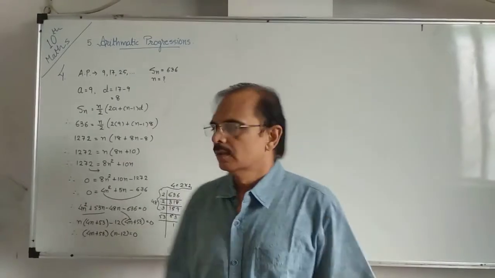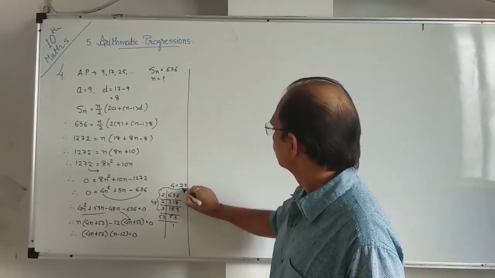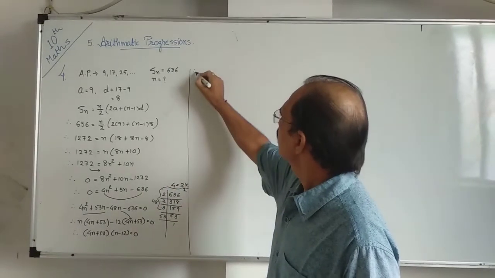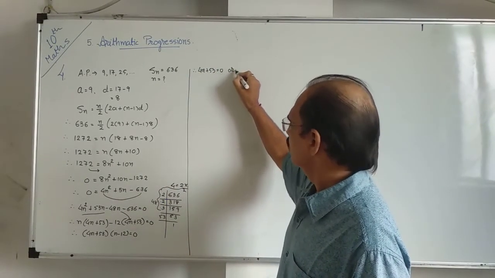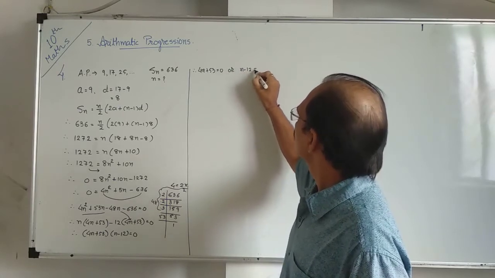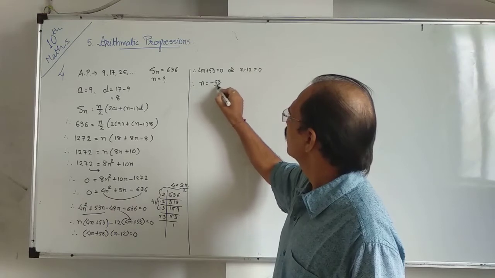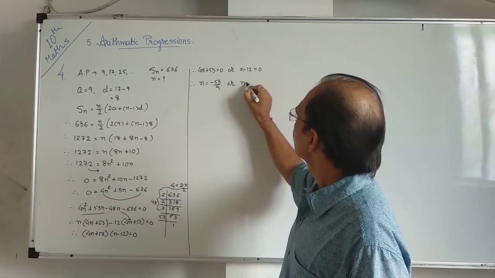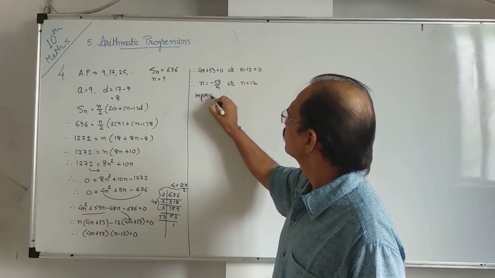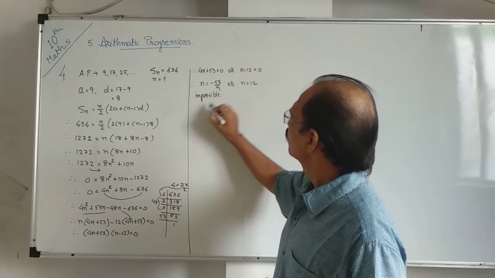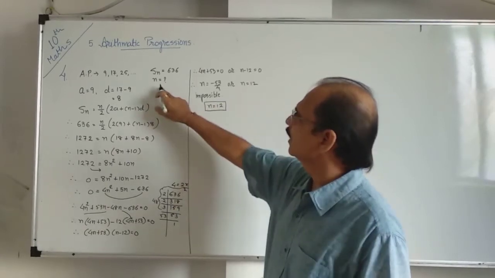Right? Now 4n plus 53 equals 0 or n minus 12 equals 0. So n equals minus 53 upon 4 or n equals 12. This is impossible. So n equals 12 is possible. This is your answer. We needed to find n.